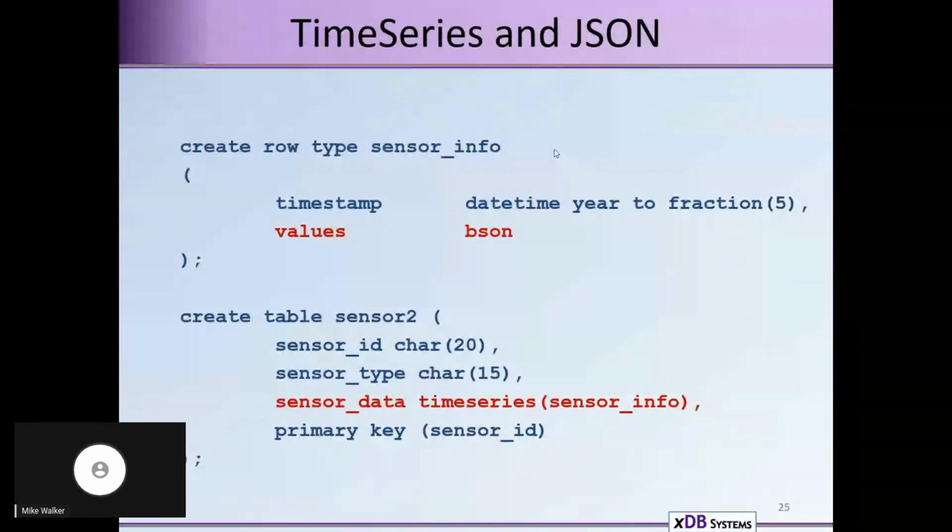So this is pretty easy to set up in time series. We follow the same process with a container and everything. What's different is our row type. Instead of having to specify all of the values that we want to save off, we just specify, in this case, a BSON data type.